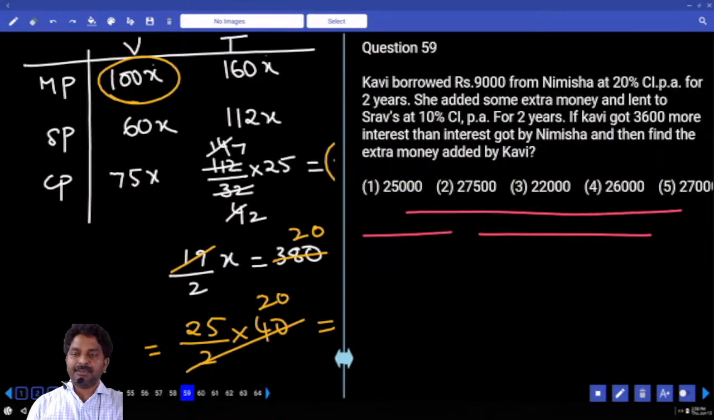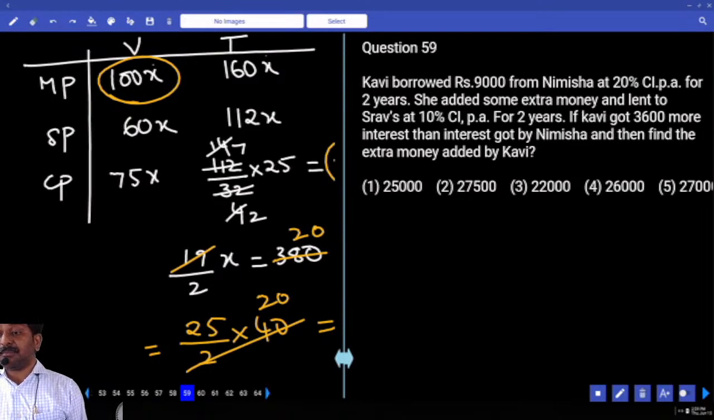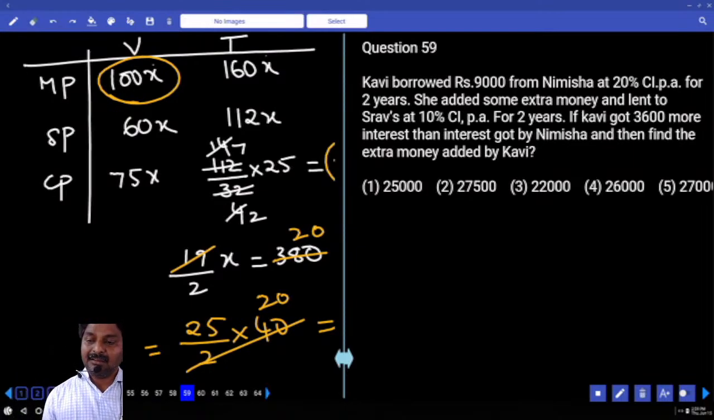Kavi borrowed 9,000 from Nimisha at 20% compound interest per annum for 2 years. Compound interest for 2 years at 20% per annum is 44%. She added some extra money and lent to SREEDHA'S at 10% compound interest per annum for 2 years. Compound interest for 2 years at 10% per annum is 21%. If Kavi got 3,600 more interest than interest got by Nimisha, then find the extra money added by Kavi.